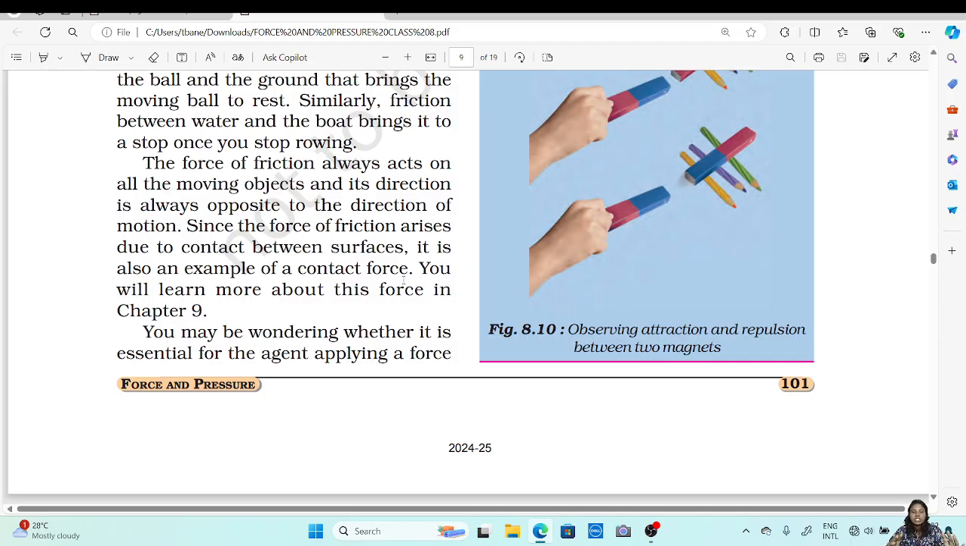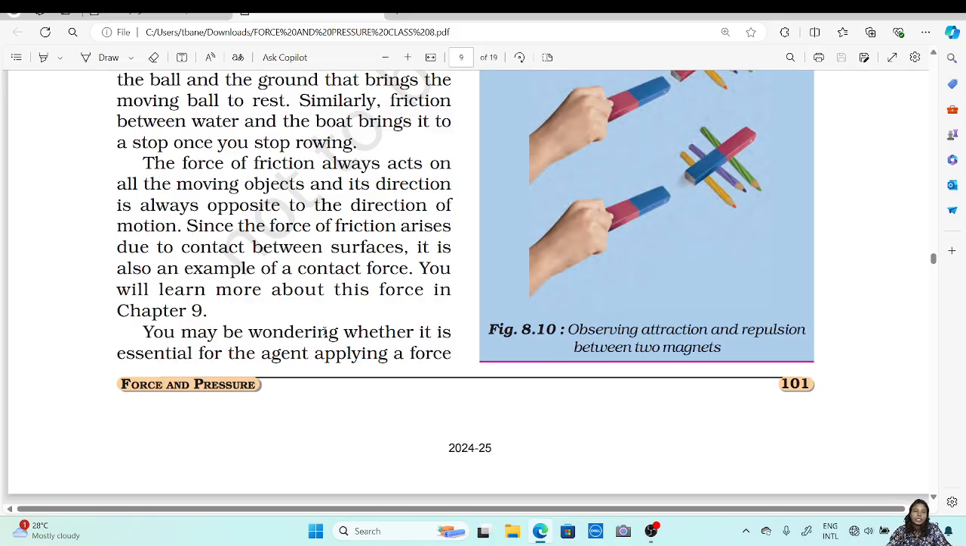Because now when we said that the ball, there is a kind of force between the surface of the ball and the surface of the ground. So the ball was not in the air, the ball was on the ground. So there was some kind of contact between the ball and the ground. So it is also an example of contact forces.